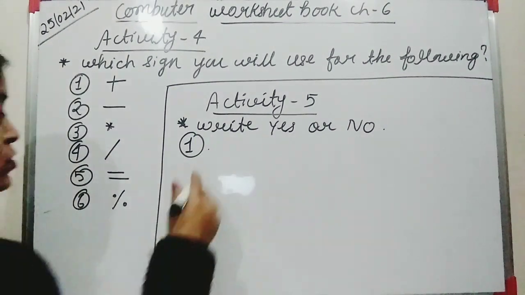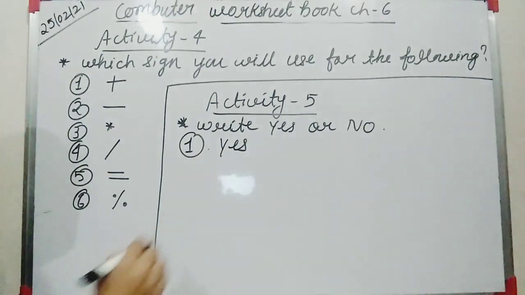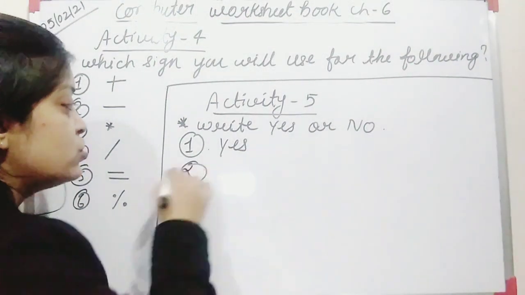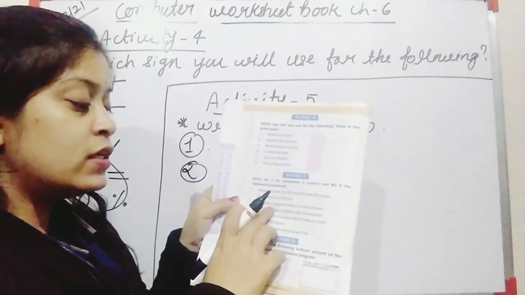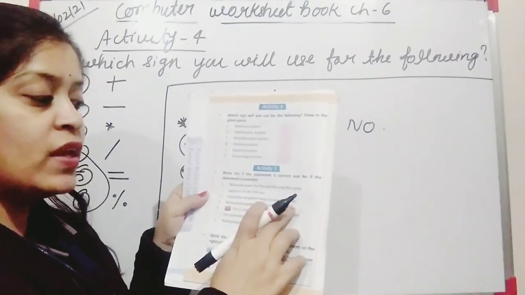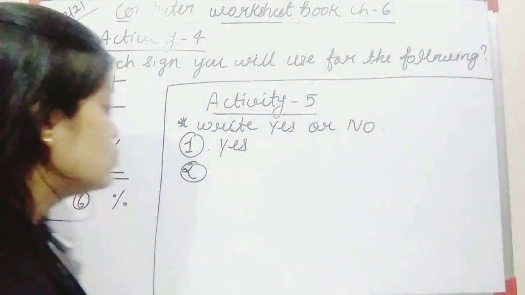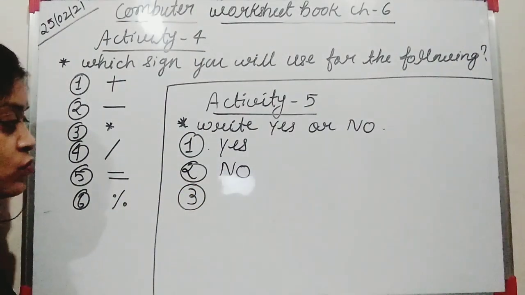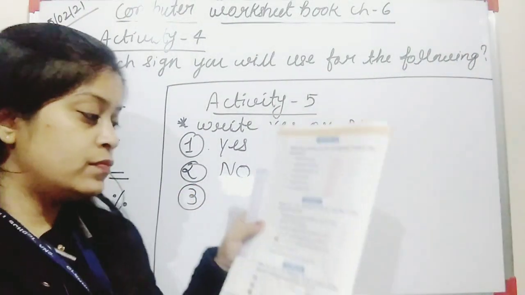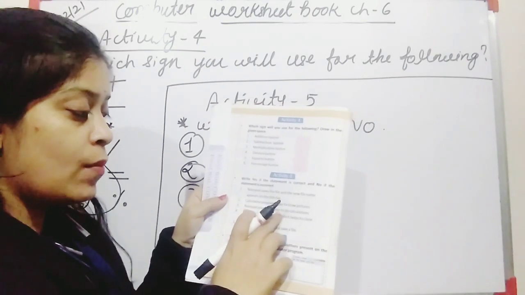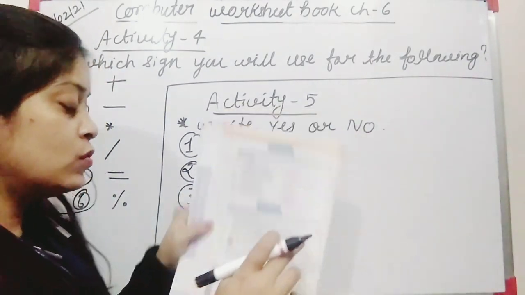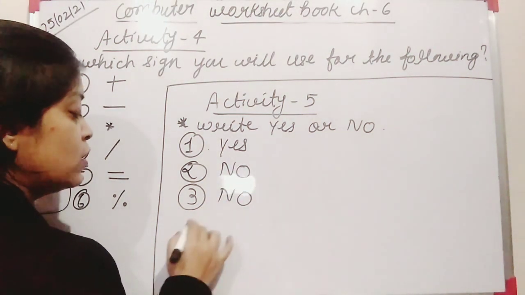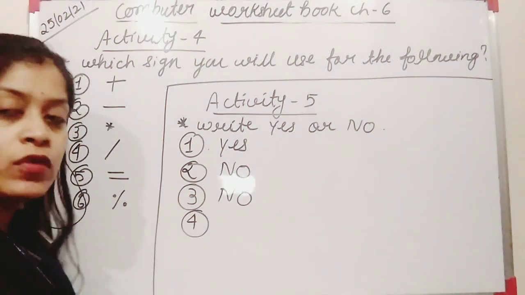So first you will write yes. Now moving forward to next question. Question number 2. Calculator program helps to draw picture. No, paint program. So you will write here no. Moving forward to next question. Question number 3. Notepad program helps to do calculation. No. Calculator. You will use calculator to do the calculation.